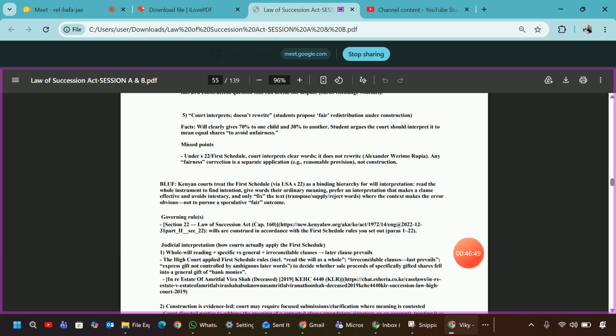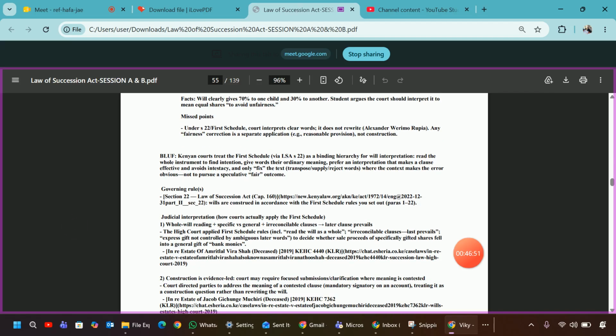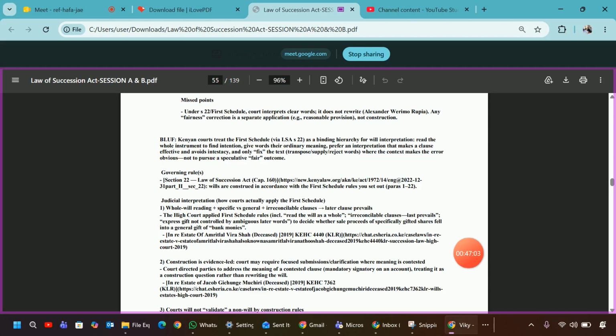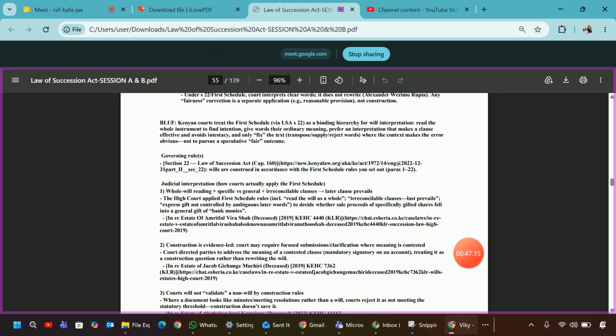Kenyan courts treat the first schedule via section 22 as a binding hierarchy for will interpretation. Read the whole instrument to find intention, give words their ordinary meaning, prefer an interpretation that makes a clause effective and avoids intestacy, and only fix the text where the context makes the error obvious, not to pursue a speculative fair outcome. So section 22 of the Act: wills are construed in accordance with the first schedule rules set out in paragraph 1 all the way to 22.